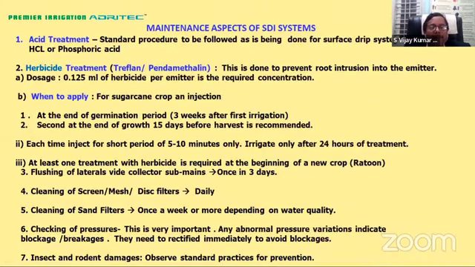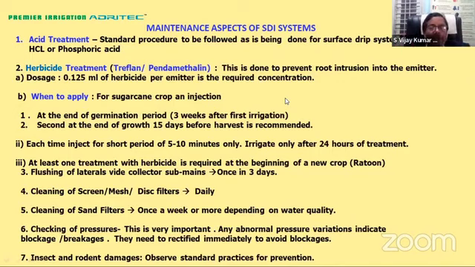Now we will come to the final aspect, that is the maintenance aspect of subsurface drip irrigation. Like surface drip irrigation, you will have to follow the acid treatment. I had covered the acid treatment earlier, and typically we will use dilute hydrochloric acid or phosphoric acid, because we have a filtration system which takes care of the physical impurities, but the salts that are there in the water have to be periodically removed, and that can happen only with the help of acid treatment.